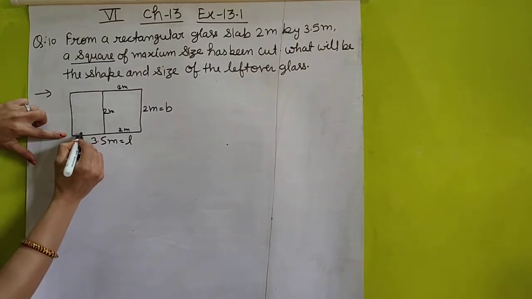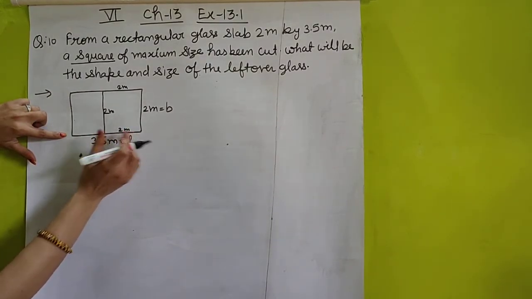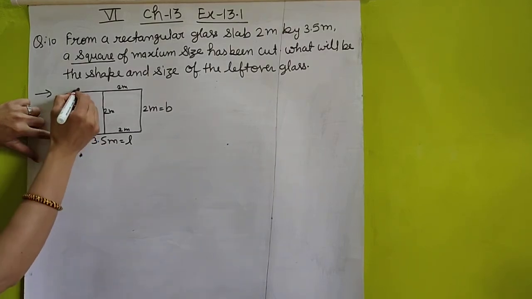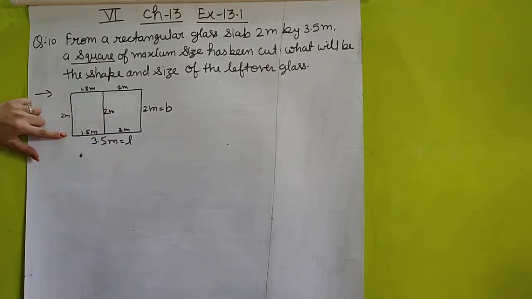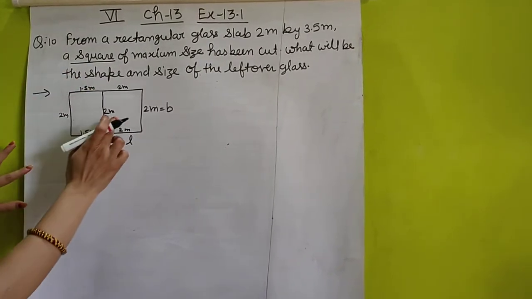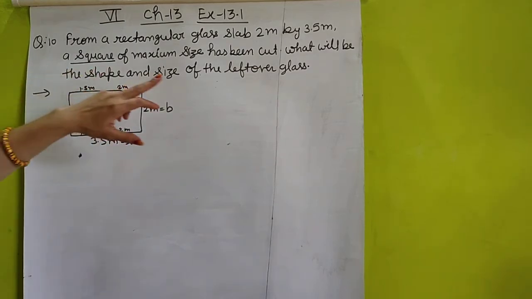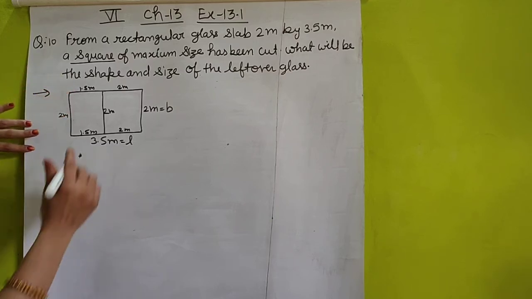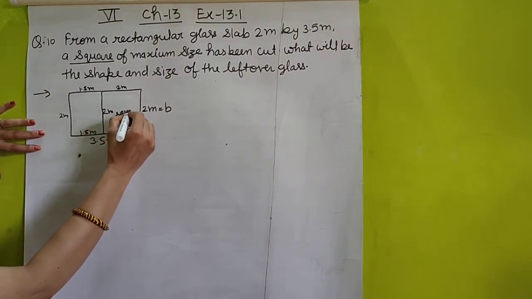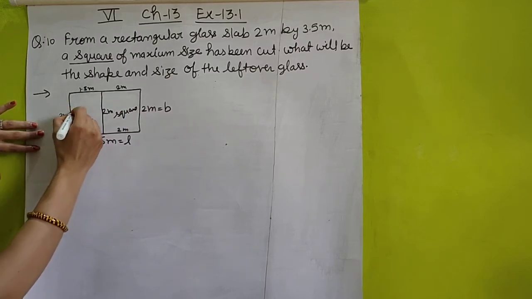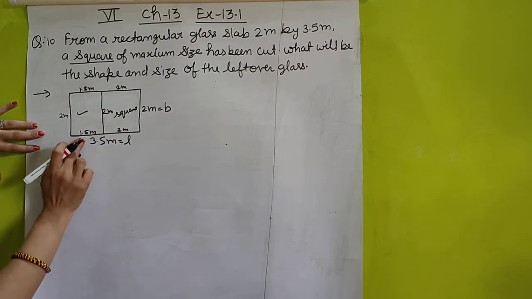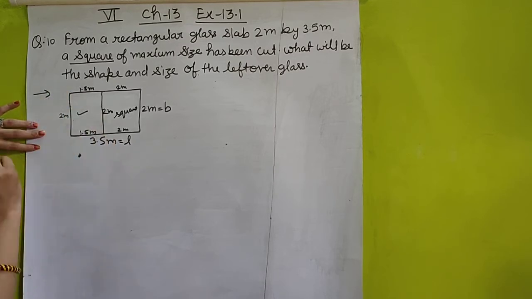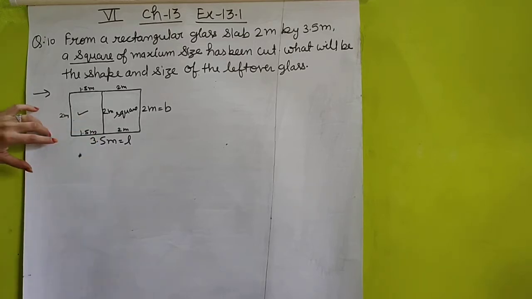Now what is remaining here? Out of 3.5 I have cut 2 meter, then here only 1.5 meter is remaining. This is 2 meter and this is 1.5 meter, and again this is 2 meter. Now this is a square. They are asking the shape and size of the leftover glass, and this is the leftover glass, and this is the square. This leftover glass has sides 1.5, 1.5, 2 meter, 2 meter. Opposite sides are same. So the leftover shape is a rectangle.